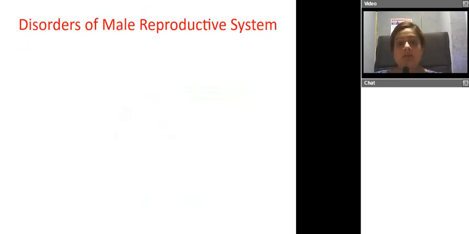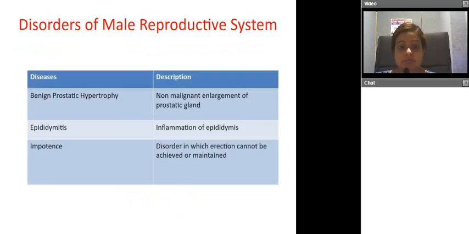Let us have a look at the few disorders of male reproductive system. The first one is benign prostatic hypertrophy. It is nothing but a non-malignant enlargement of the prostatic gland. Then we have epididymitis, which means inflammation of epididymis, and finally impotence, which is a disorder in which erection cannot be achieved or maintained.